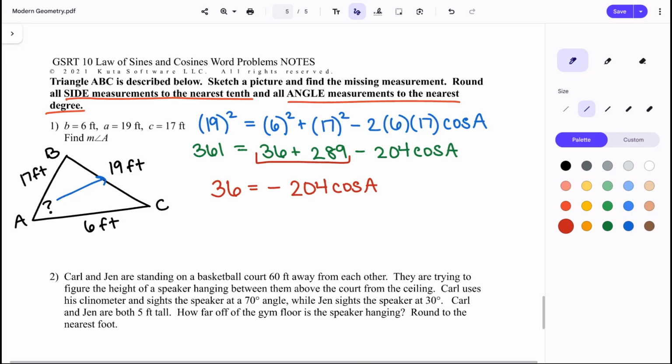Okay, then what would we do? Divide by negative 204. Okay. Okay, so these are gone. What'd you get for a decimal here? Negative 0.17.